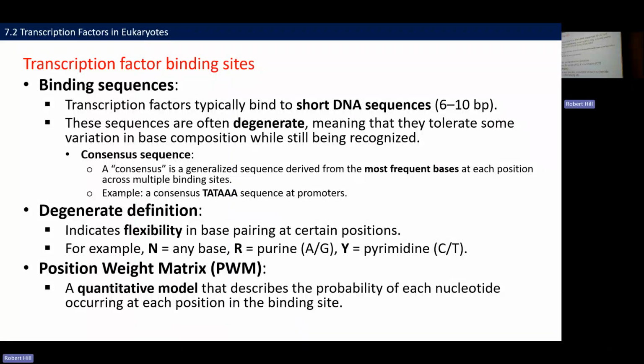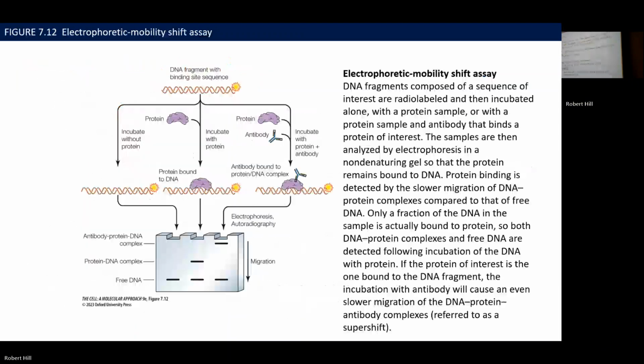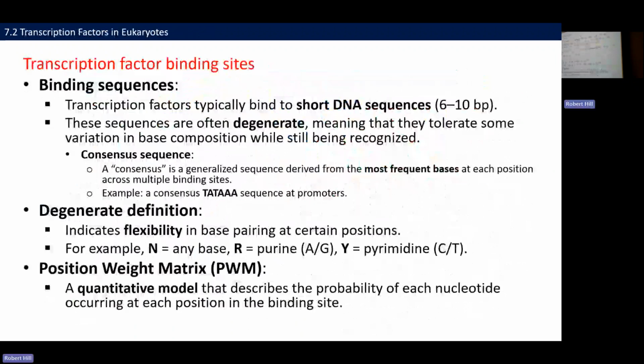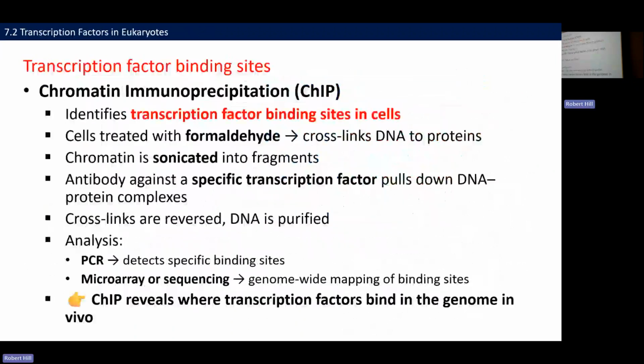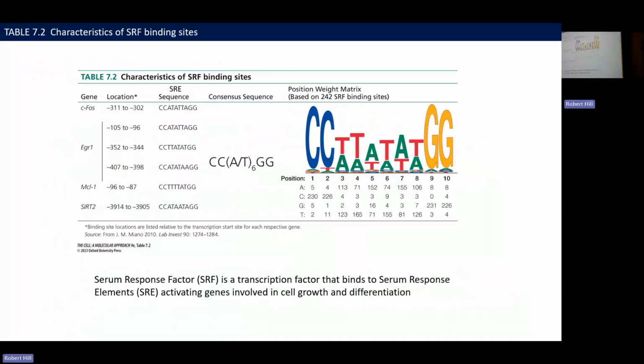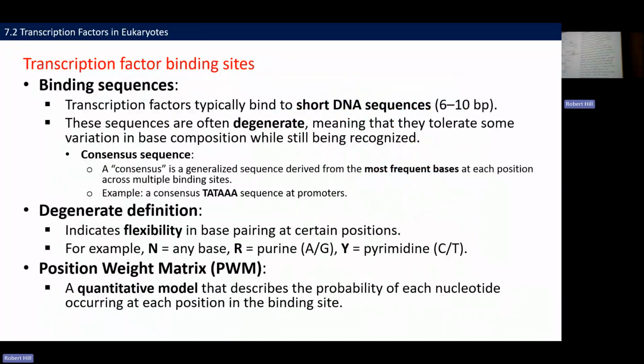All right, and so we'll talk a little bit about sequences, and then we'll talk about chromatin immunoprecipitation, and we're almost done. All right, so a little bit about these binding sequences. Where are these binding sequences found, first of all? So what are we talking about here? Transcription factor binding sites, where are they found?